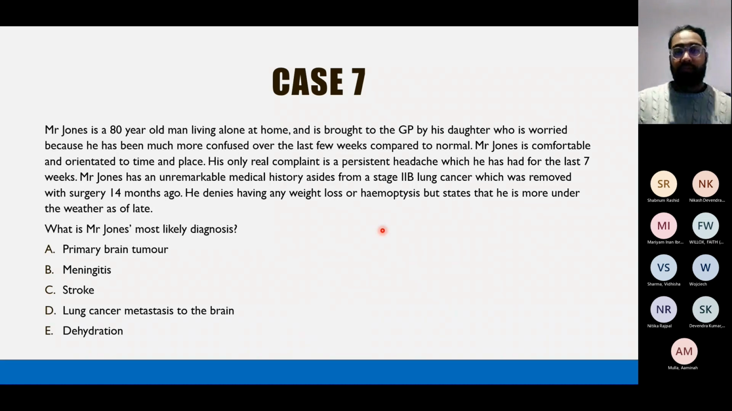Okay, 7. So after this, there's only one more left, so we're nearly done. But Mr. Jones is an 80-year-old man living at home alone. His daughter brings him to the GP because she's really worried that he's been confused. So we're moving much more to the kind of end of second year clinical level cases now. He's much more confused than normal, but today in the appointment, he's comfortable. He knows where he is.